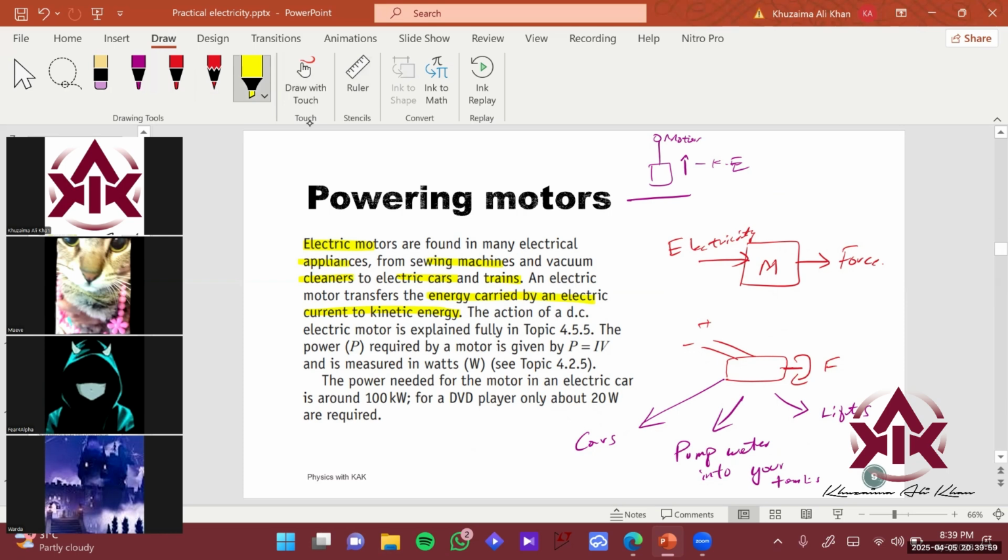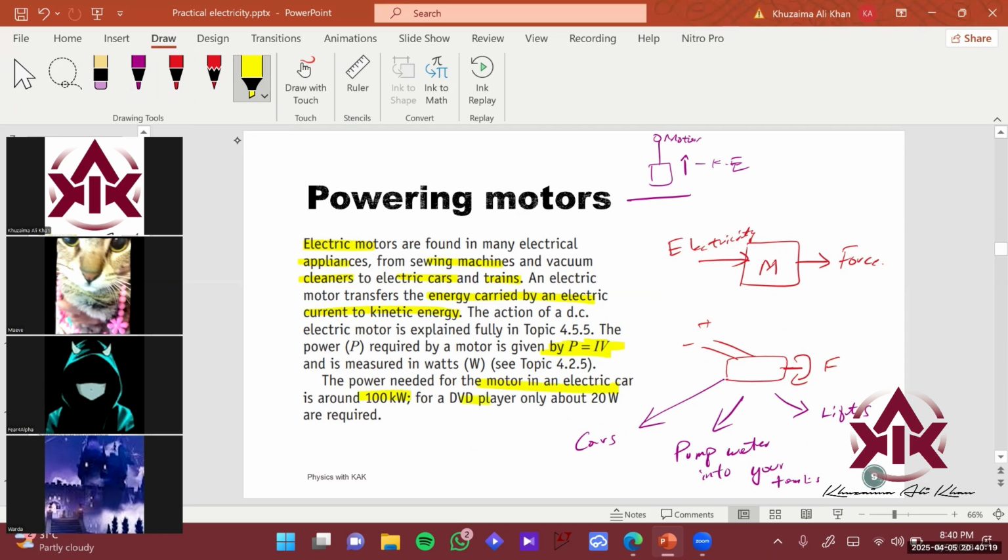Then it says the power required by a motor is equal to VI. We have learned the formula of power in the last chapter. But what is power? If we have energy, we have power. It is voltage into current, right? Then this says the power needed for the motor in an electric car is around 100 kilowatts.